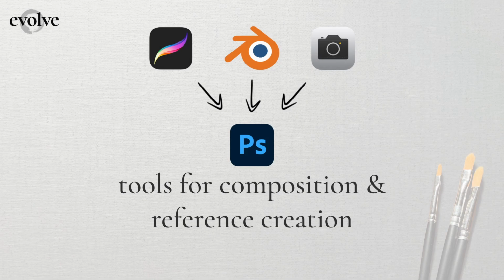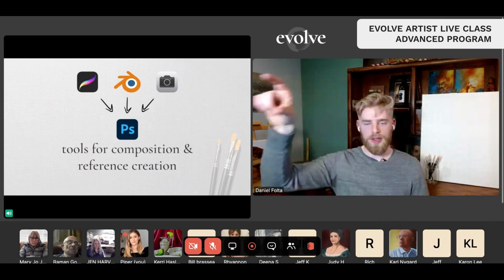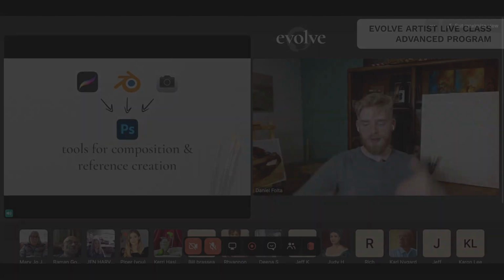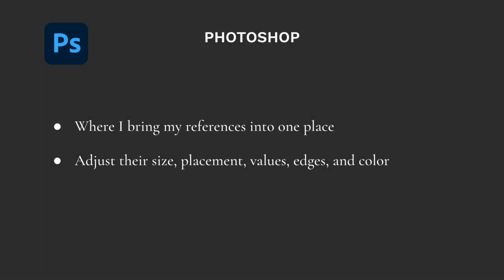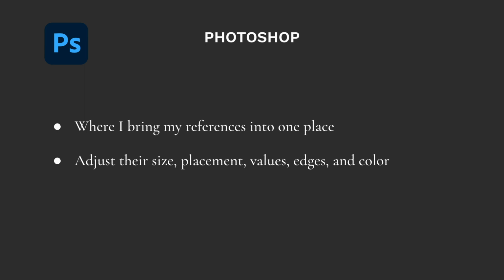Now let's just cover some of these tools and what they're useful for. You can see that I have Procreate, Blender, and photography all coming into Photoshop. Photoshop is where I bring everything into one place. All of that acquiring that I'm doing comes into Photoshop. There are other tools other than Photoshop, but this is the one that I use, and it's super handy. It's great for adjusting size, placement, values, edges, and color. And you can do a lot with Photoshop.